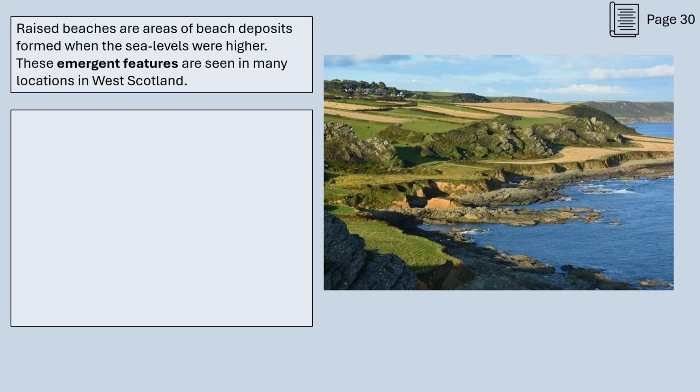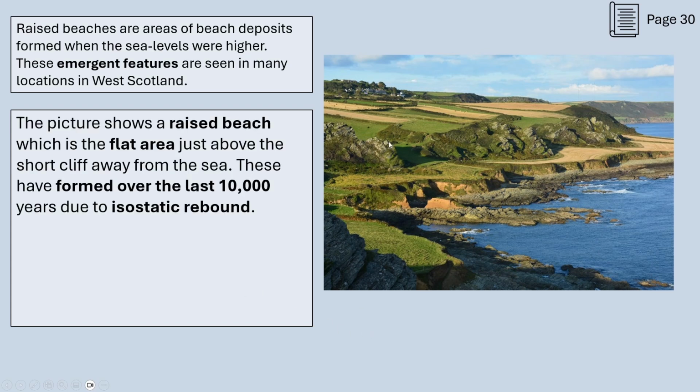This photograph may look familiar to you, as it's similar to one I've shown already. This is in the Isle of Skye in West Scotland, and this is an area where raised beaches are commonly found. This picture shows that there's a raised beach, and it's this flat area here shaded in yellow. It's formed over the last 10,000 years due to isostatic rebound. This is where the crust is slowly rising as the crust has no longer been pressed down into the mantle because there are no glaciers there anymore.